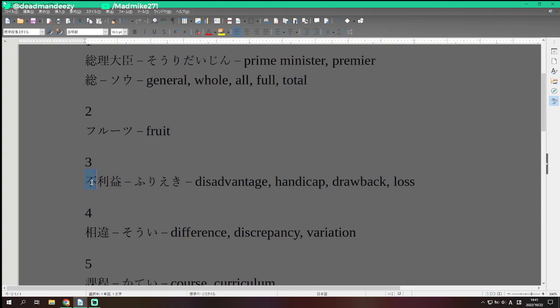A furieki is the opposite, or not an advantage. Furieki is a disadvantage or a loss. Furieki is not an advantage, it is a disadvantage.